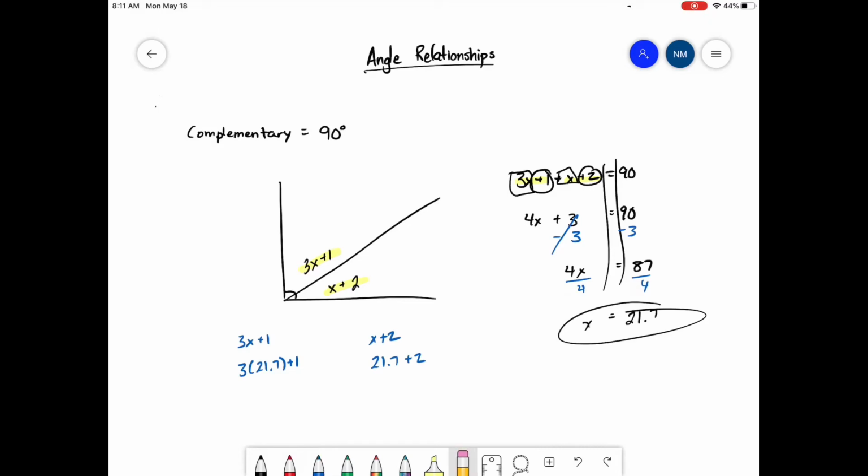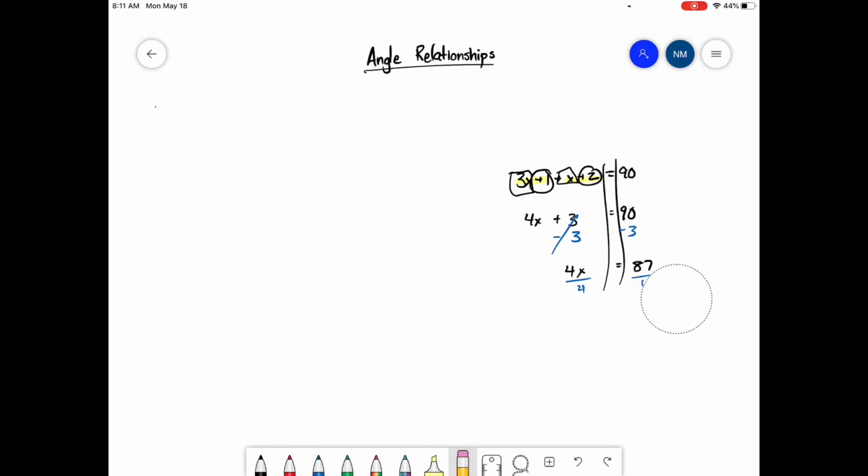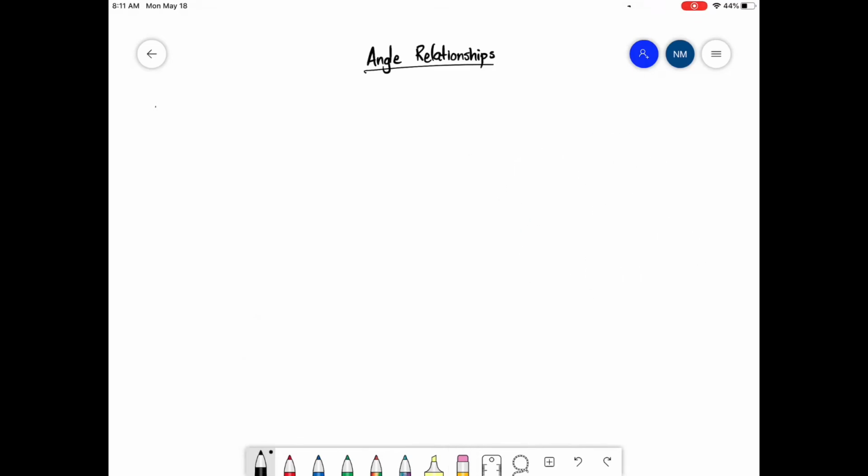Supplementary angles are almost exactly the same. The only difference is we now set them equal to 180. So supplementary angles have a sum of 180 degrees. It's on a straight line.